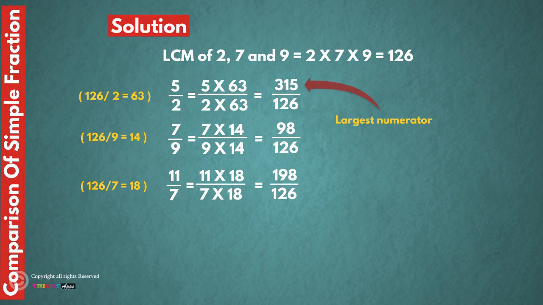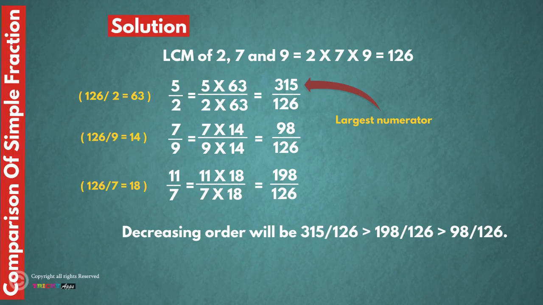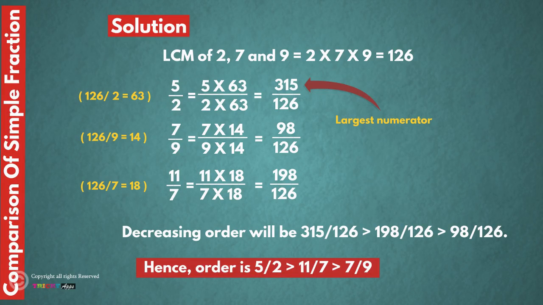So the fraction having the largest numerator will be the largest. So the decreasing order will be 315 by 126, 198 by 126 and 98 by 126. That is, the order is 5 by 2, 11 by 7 and 7 by 9.